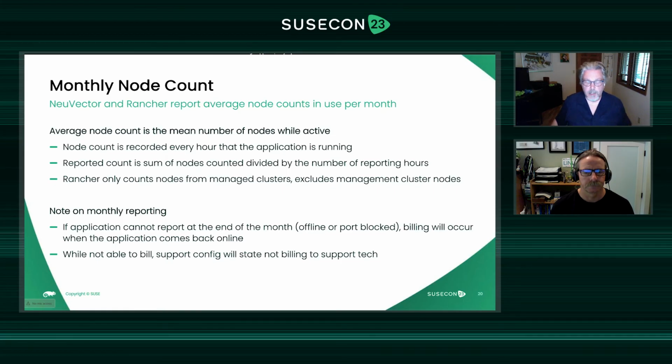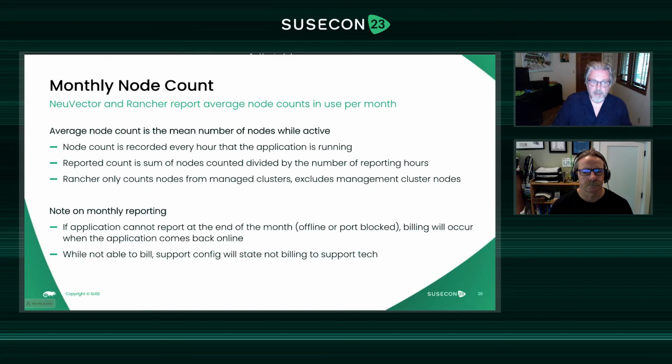That's a key point. So if I ran for 2 hours and I had 10 nodes one time and 20 nodes the other time, at the end of the month, my fee is going to be for 15 nodes, because 10 plus 20 is 30, divided by 2 hours active. I'm going to have an average node count of 15, and that's the way it's going to be calculated, and that's the way it's going to be reported.